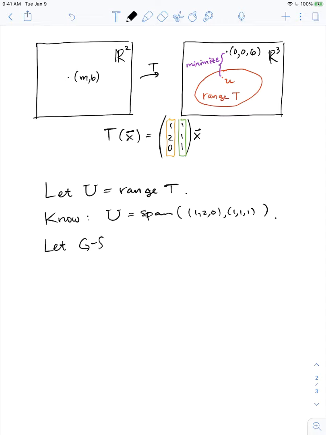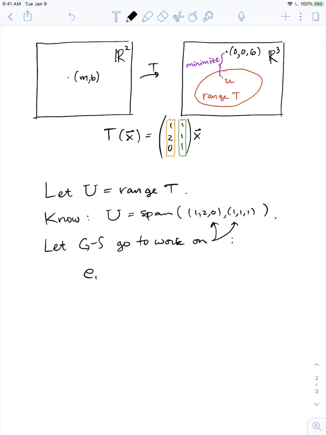Let Gram-Schmidt go to work on these. Okay, now I'm going to tell you what I got. I actually did this by hand. It's not that bad because there's only two. Here's what I got for the new and improved orthonormal basis.